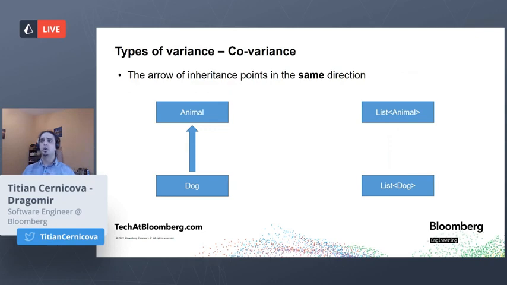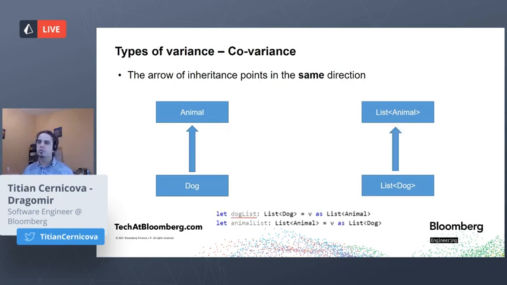For example, we could have the arrow of inheritance pointing in the same direction for these two instantiations. So if we have dog, which is a subtype of animal, then list of dog is going to be a subtype of list of animal. And this, of course, also means the related assignability. Namely, we can assign a list of dog to anywhere a list of animal is expected, but not the other way around.